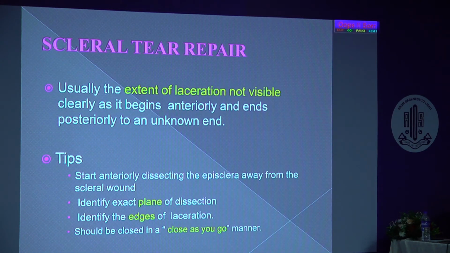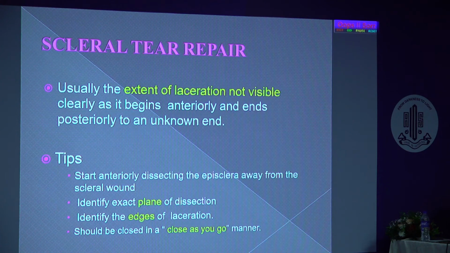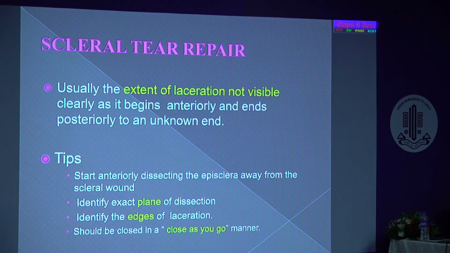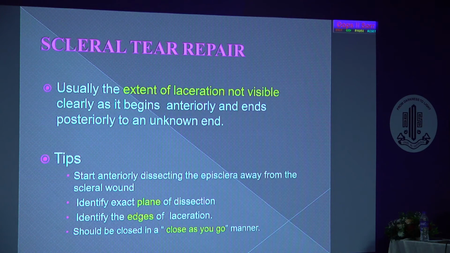Now coming to the scleral repair, it is again as important as the cornea. Where is the main problem? The main problem is in the sclera, the back extension of the sclera. So we have to start with the anterior point of the sclera where we find the tear and go slowly and slowly to posterior. Wherever possible, go for the long way.